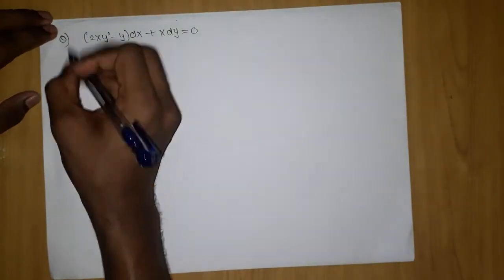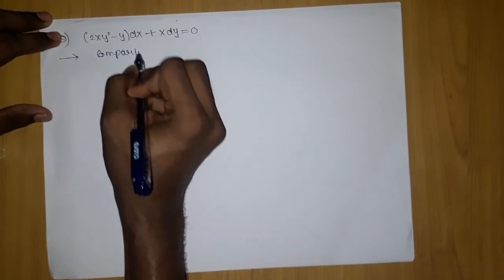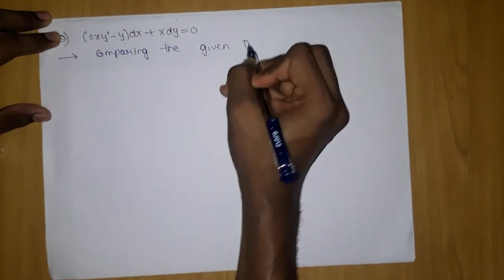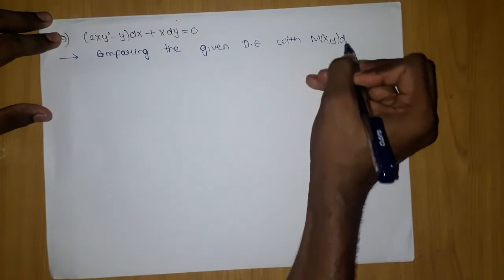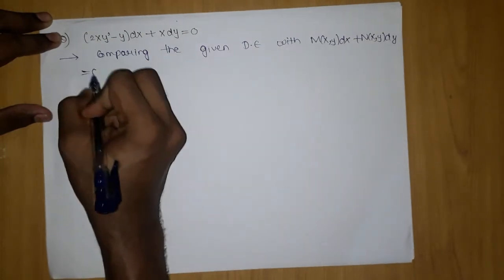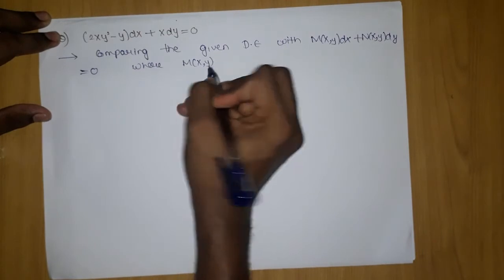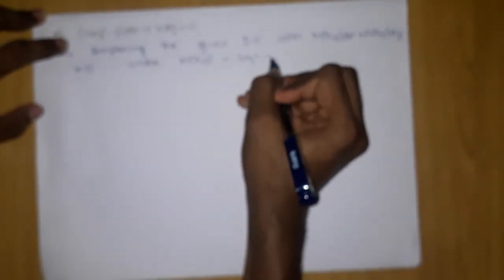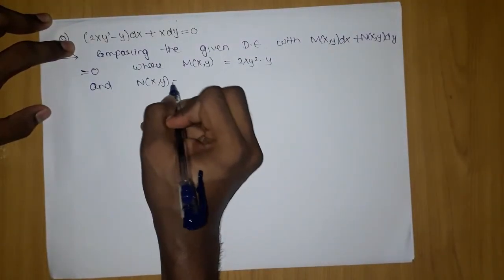The problem is very easy. You have to follow the steps, which is comparing the given differential equation with M(x, y) dx + N(x, y) dy = 0. What you will get is, M(x, y) is what? Check the dx attached part, which is 2xy² − y, and N(x, y) is the dy attached part, which is x.